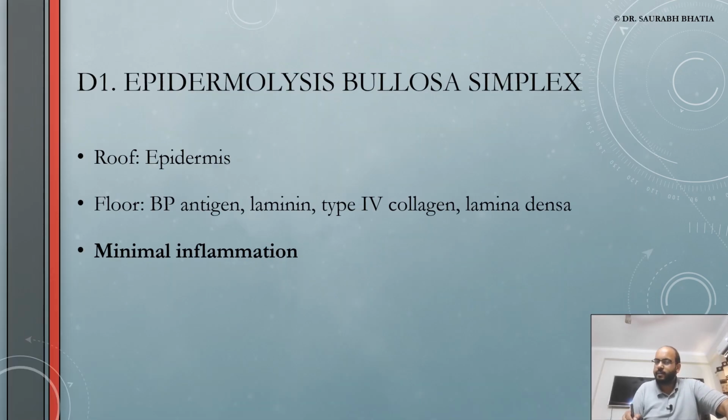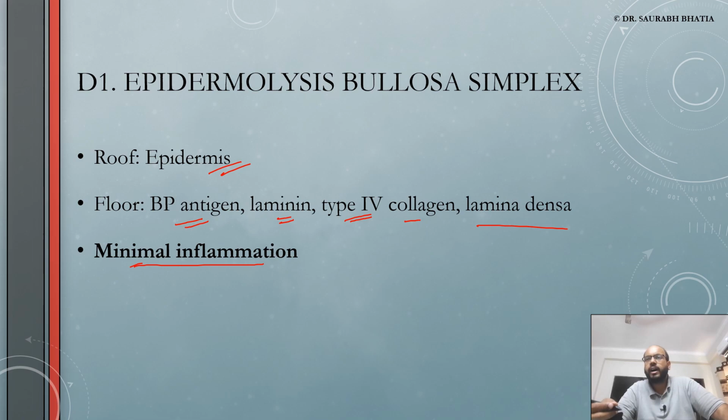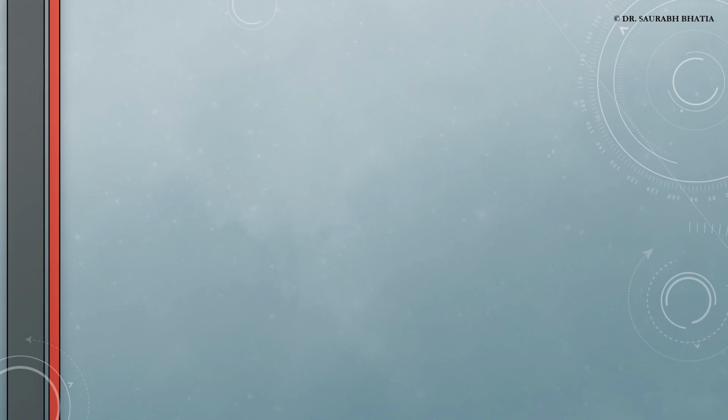The first disorder is EB simplex. Here the roof is made by the epidermis, while the floor is made up by BP antigen, the Bullous Pemphigoid antigen, laminin, type 4 collagen, and the lamina densa. That means the split is happening at the level of lamina lucida. There's minimal inflammation. Now remember, in inherited bullous disorders, an example of which is epidermolysis bullosa, you will see minimal inflammation because there's no inflammation going on. It's because of a genetic defect that the split is happening. Okay, so let's move forward.